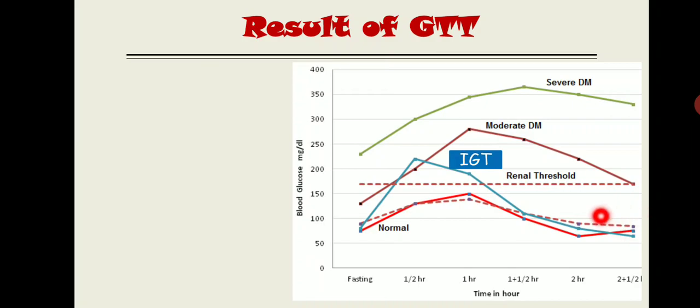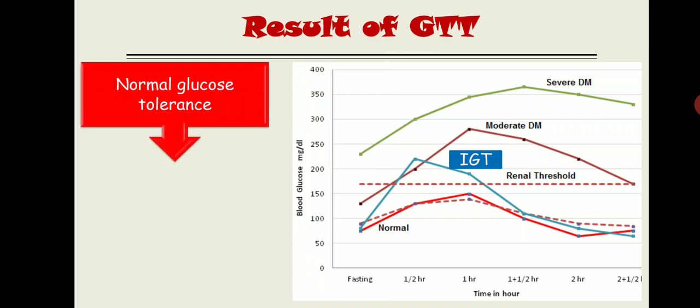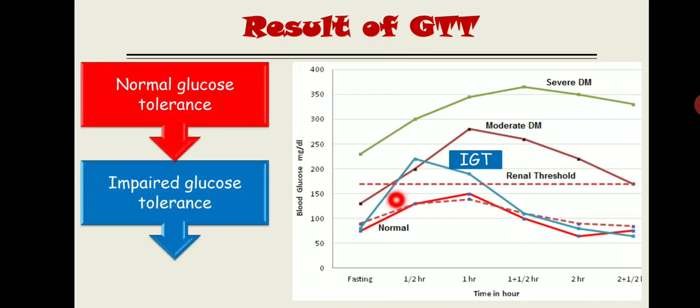Normally, once you load the subject, the blood glucose level will initially rise and then fall. Now what will happen in impaired glucose tolerance? The red curve is the normal glucose tolerance, and the blue curve is the impaired glucose tolerance. In impaired glucose tolerance, the person does not meet the criteria for diagnosis of diabetes, yet the glucose level is more than normal. This blue curve crosses the renal threshold and then again reaches the normal level, but more slowly than normal. The person has a small amount of insulin and can tolerate the glucose, but that tolerance is impaired, which is known as impaired glucose tolerance.